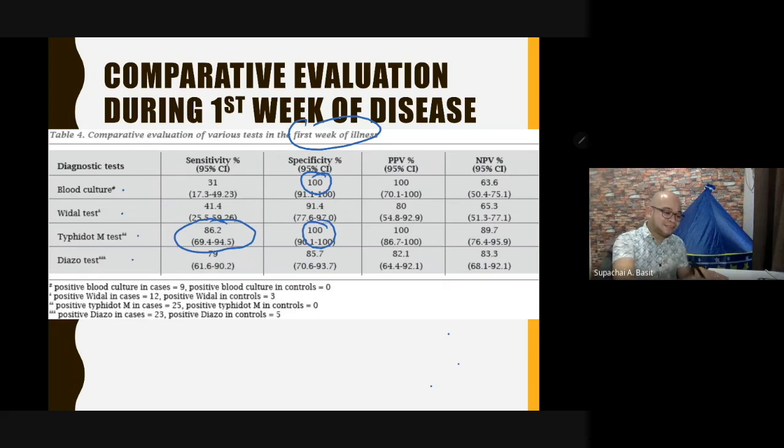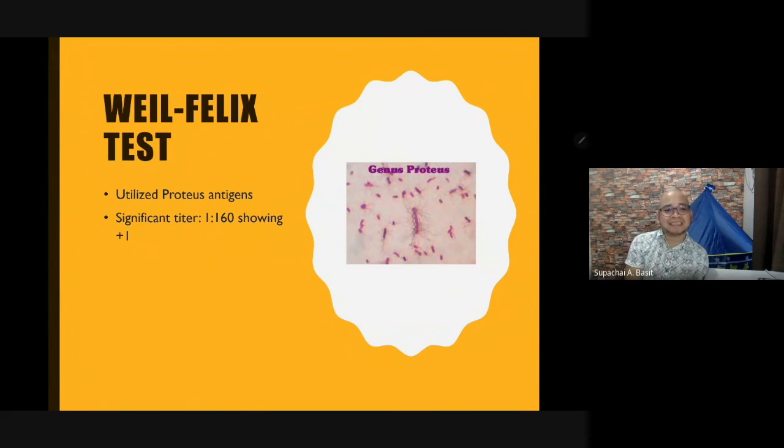And it also has a very high, not Widal, not typhoid, it also has a very high positive predictive value as compared to the blood culture. And the negative predictive value is also very high. So blood culture is not as sensitive during the first week of infection, and it's actually more time consuming. Okay? So, the Weil-Felix test.